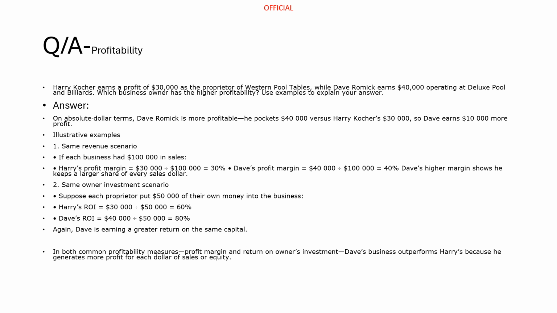So the illustrative example is, you can see below, the same revenue scenario. Let's say each business has $100,000 in sales. So Harry's profit margin would be $30,000 divided by $100,000 sales, 30%. Dave's is 40%. So Dave also has a higher profit margin.